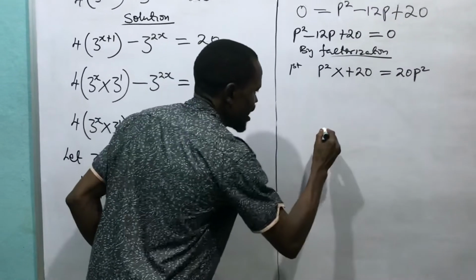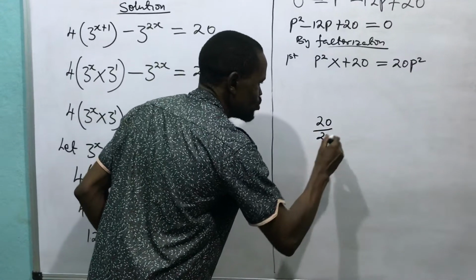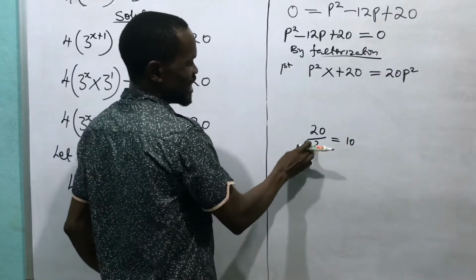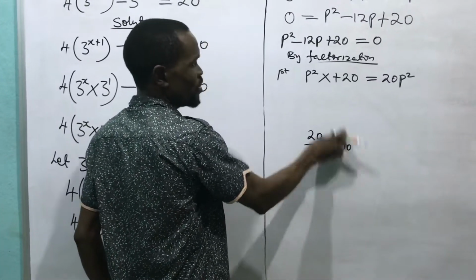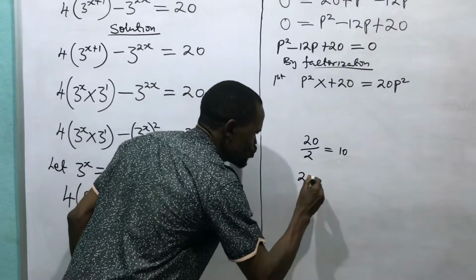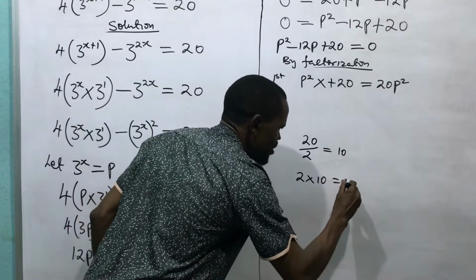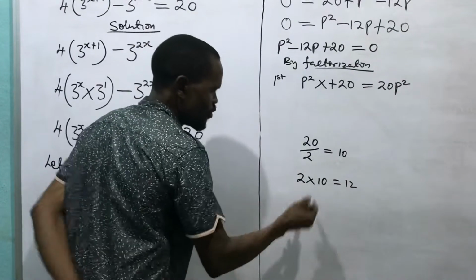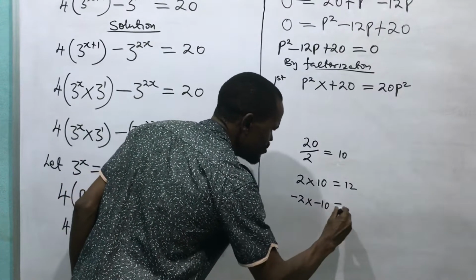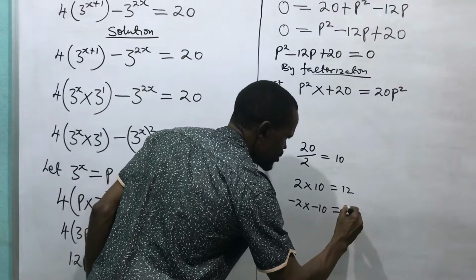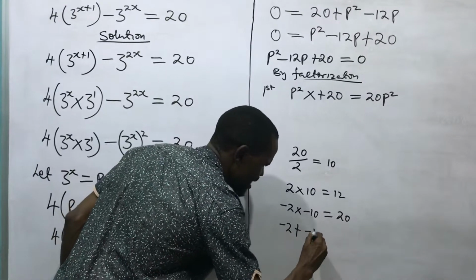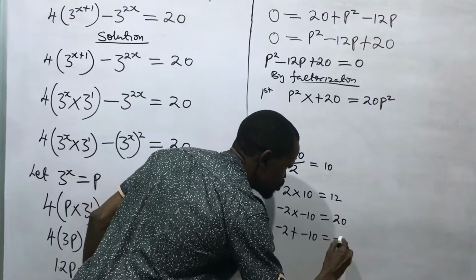Let us check here. I can say 20 divided by 2, that gives me 10. 10 times 2 will give me 20. 10 plus 2 will give me 12. Will it give me minus 12? No. If I have 2 times 10, it gives me 20, but it will not give me minus 12. So for it to give me minus 12, I can say minus 2 times minus 10 will give me 20. Then minus 2 plus minus 10 will give me minus 12.